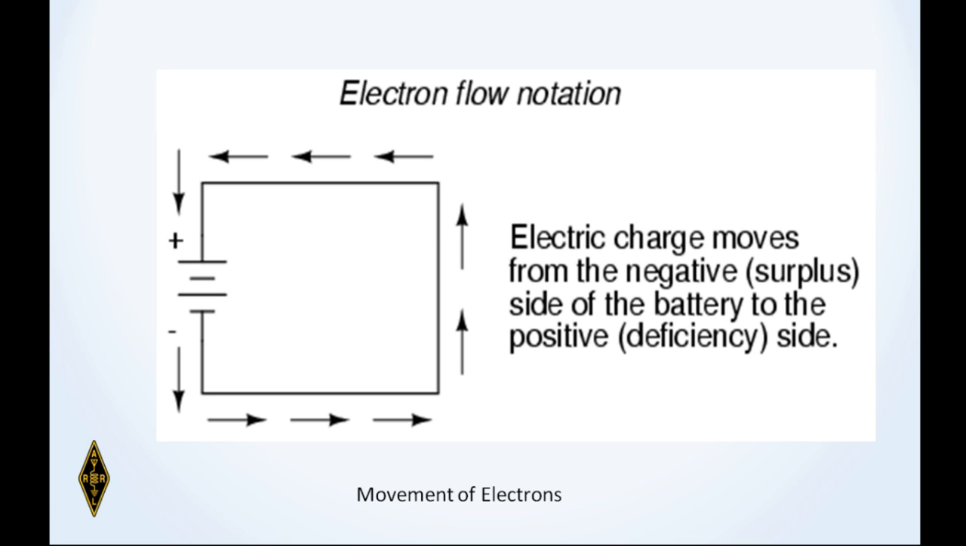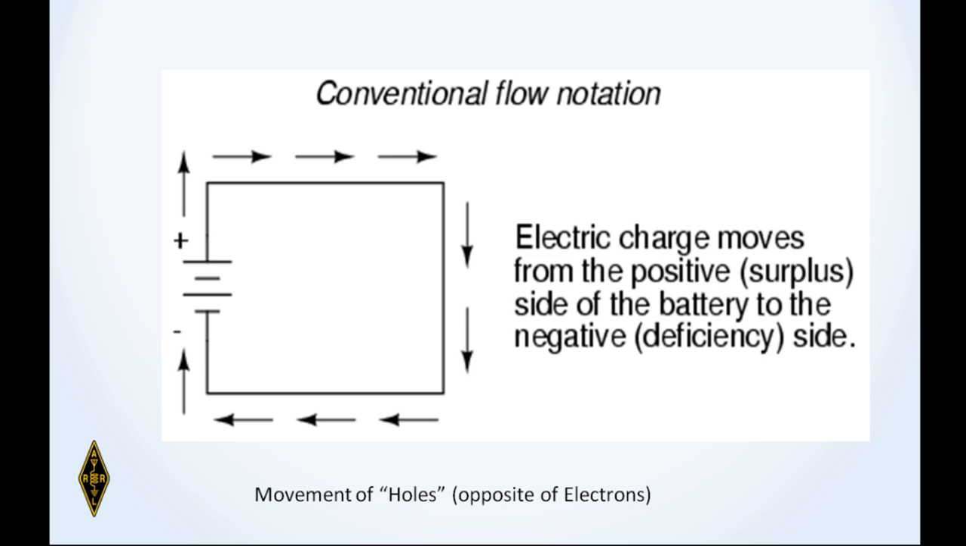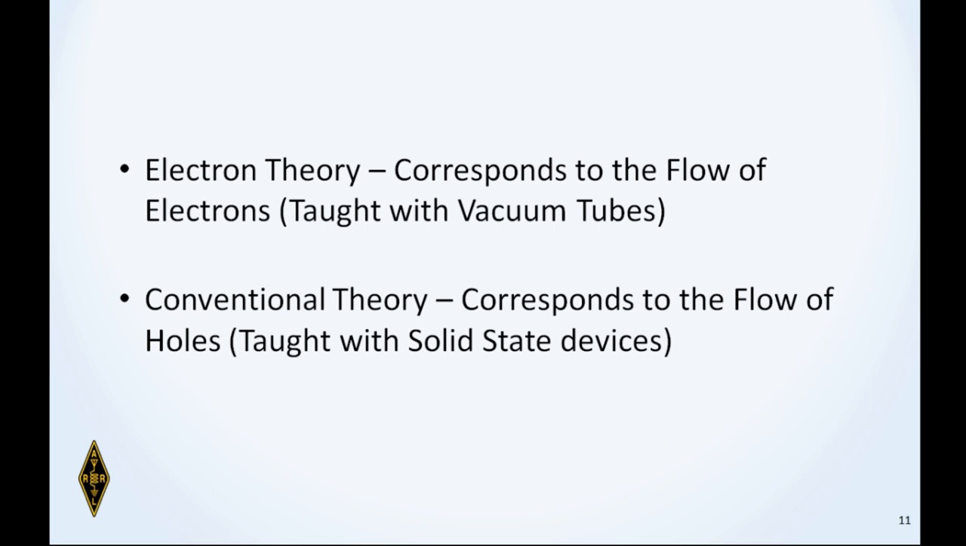But with the advent of solid-state devices, things switched over, and we now have the conventional current flow. And we say that current flows from positive to negative. Or another way of saying that is an electric charge moves from positive to negative. Or another way to say that is the opposite of electrons, which Kassler talked about, holes, move from positive to negative. So these are the two to keep in mind, the electron theory of current flow and the conventional theory of current flow. And both are true, because one is talking about electrons, which move in one direction, and the other is talking about the absence of electrons, or holes, which move in the other.